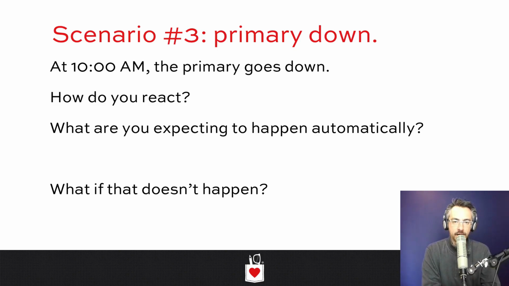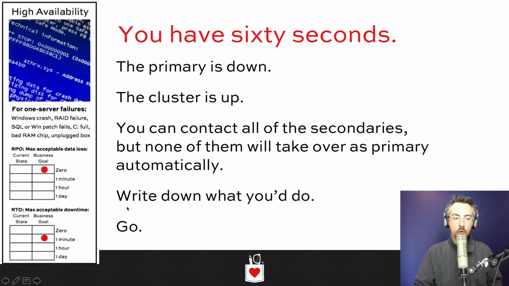Let's take our next scenario. When your primary goes down, say at 10 a.m., what are you expecting to happen? What you're expecting to happen is that one of your secondaries will automatically fail over. Whether you're using a cluster or an AlwaysOn Availability Group, your RPO and RTO requires you to have zero data loss and automatic failover within 1 minute.